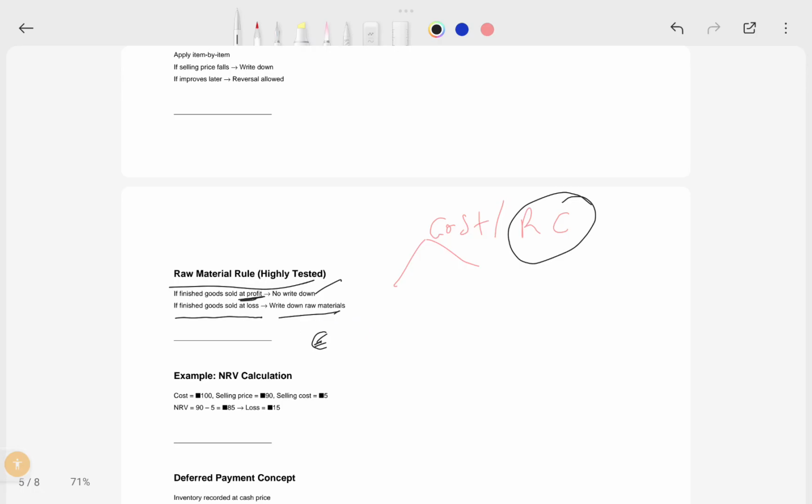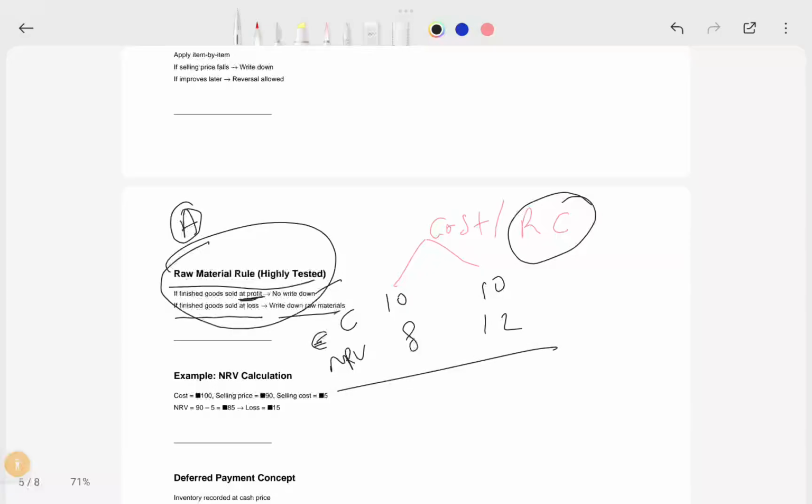It means, suppose using these raw materials you can produce one finished good A. This raw material valuation will depend on the cost of A and the NRV of A. Suppose the cost of A is 10 rupees in both examples, and the NRV is 10 and 12. So what is the finished goods valuation here? We have valued at NRV because whichever is lower. Here we have valued at cost. Whichever is lower, we need to apply.